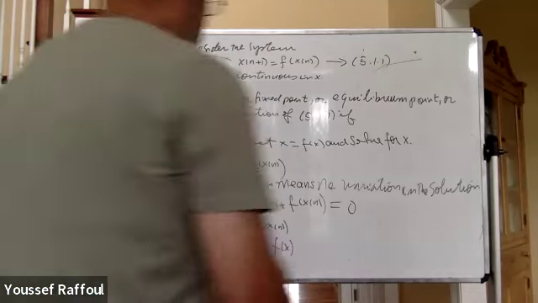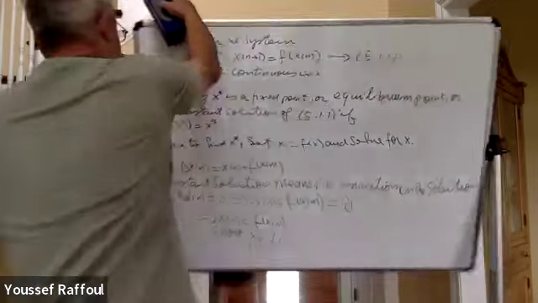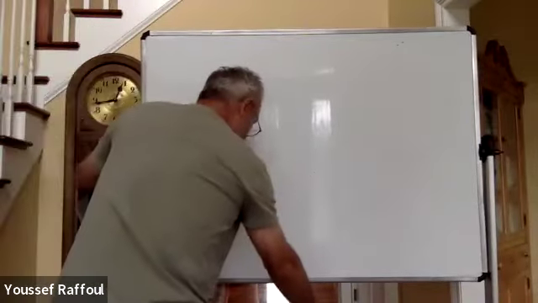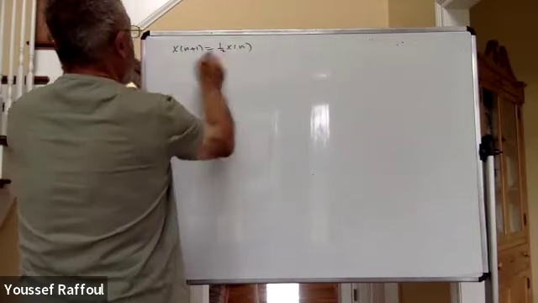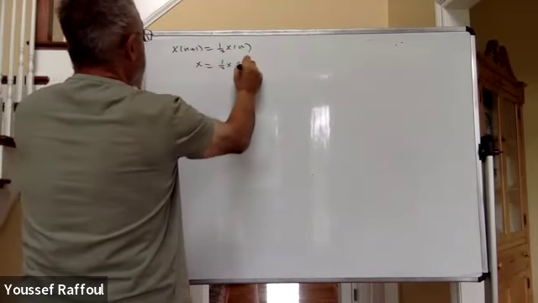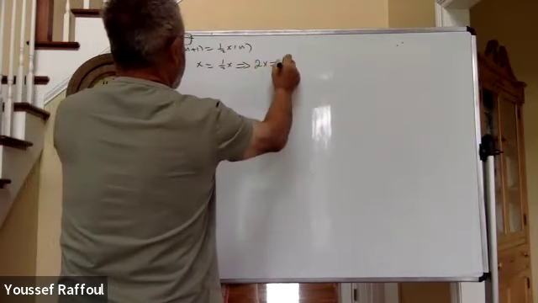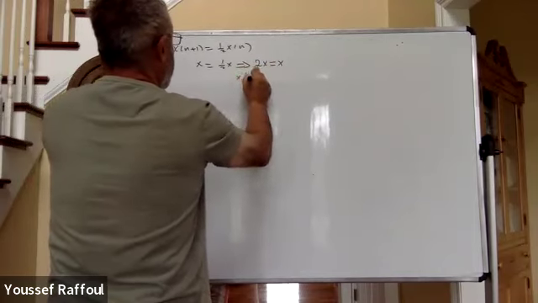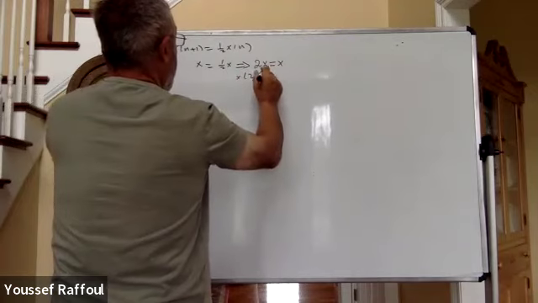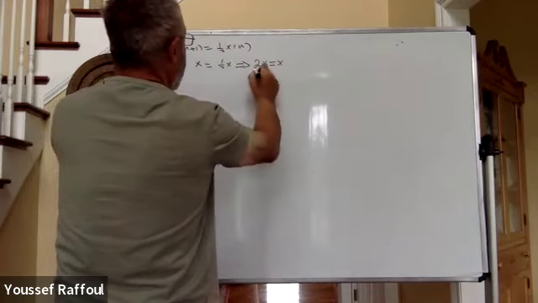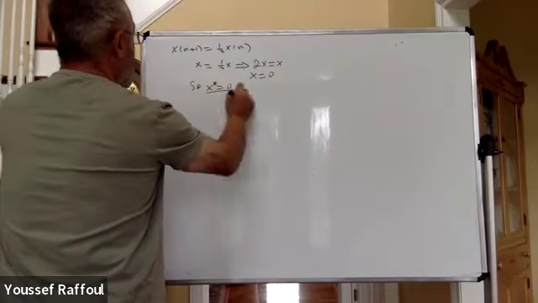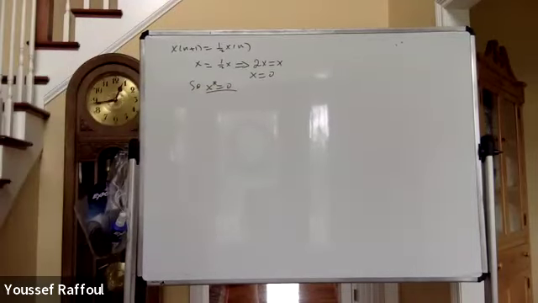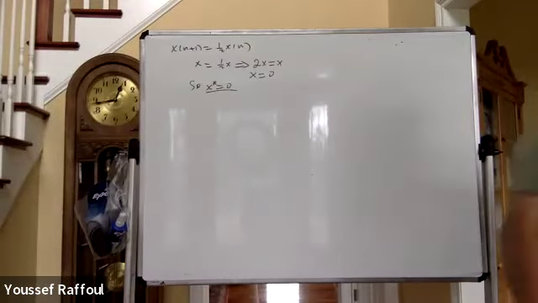All right. So a little bit ago, we had x(n+1) equal 1/2 x(n). So x equal 1/2 x means 2x equals x, or x equals 0. So x star is 0. And we already know that.